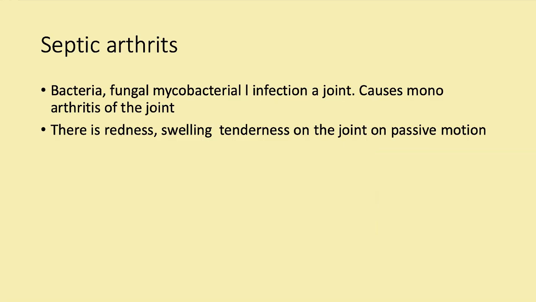For other deeper infections, which can affect also the bone or the joints, we have septic arthritis, which can be a bacterial, fungal, or mycobacterial infection affecting the joint. Usually monoarthritis affecting the joint. There's pain or tenderness on movement of the joint, associated redness and swelling, as well as limited range of motion across the joint.